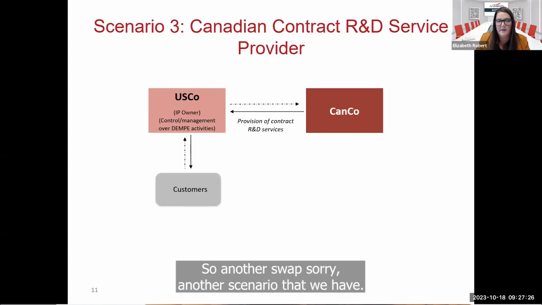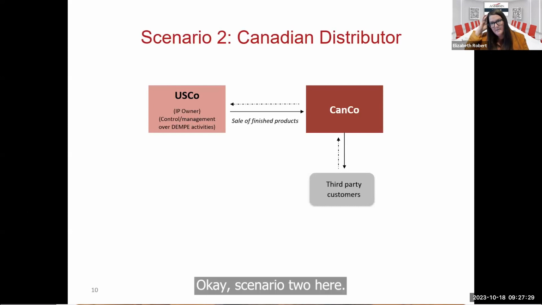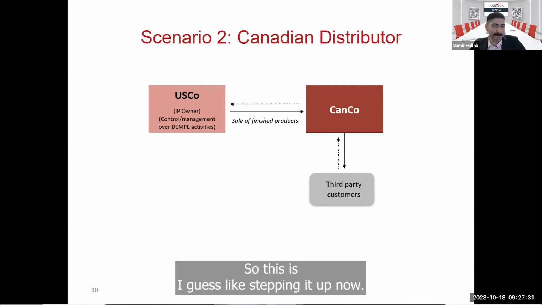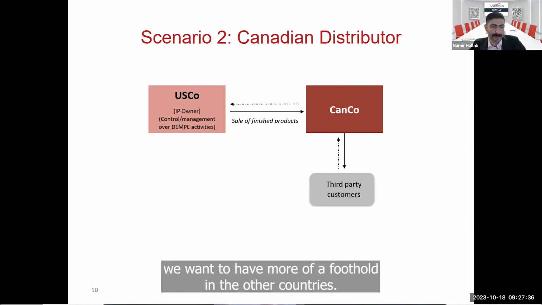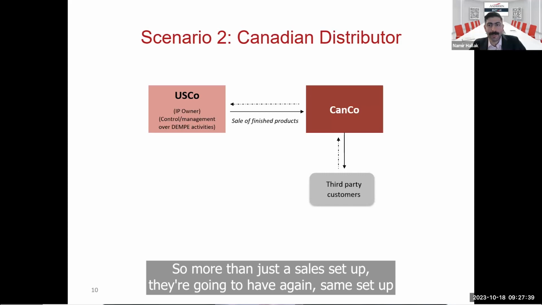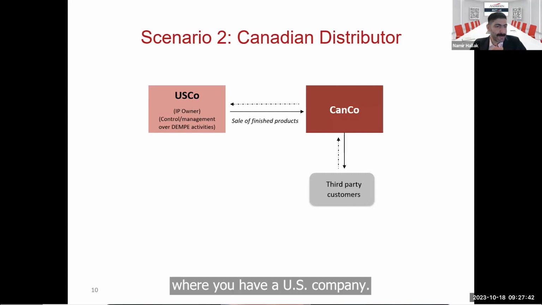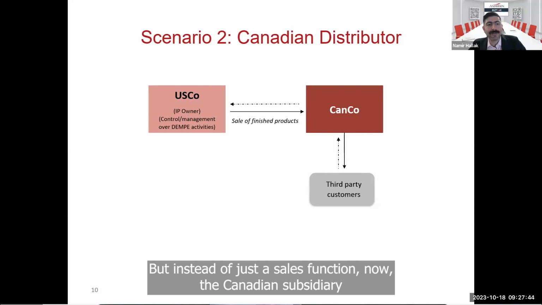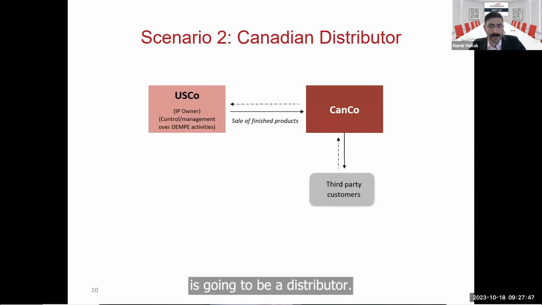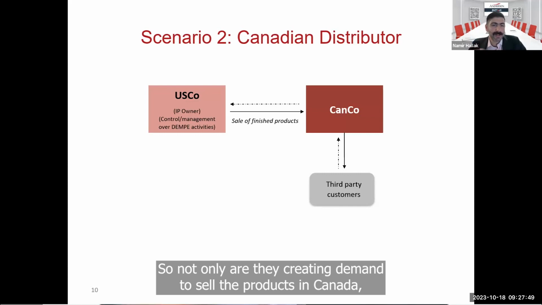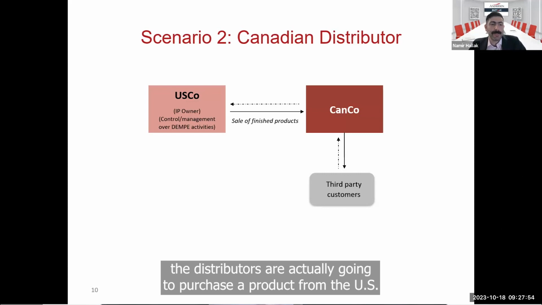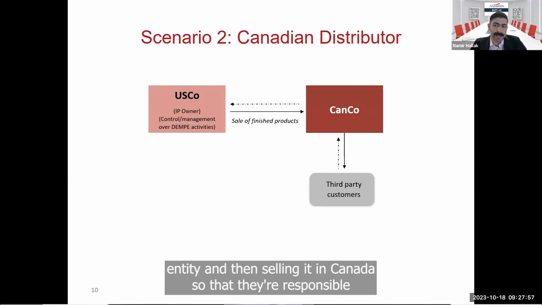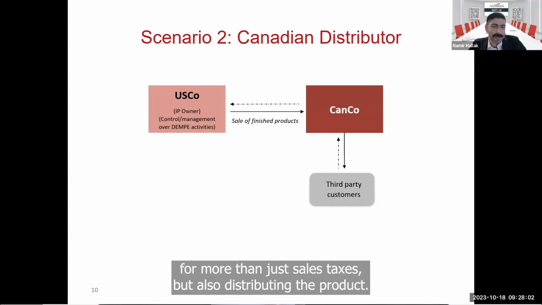So another scenario that we have. Okay, scenario 2 here. So I guess this is stepping it up now. This is where the multinational firm says, we want to have more of a foothold in the other country, so more than just a sales setup. Again, same setup where you have a US company, but instead of just a sales function, now the Canadian subsidiary is going to be a distributor. So not only are they creating demand to sell the products in Canada, but more than just a pure sales entity, the distributor is actually going to purchase a product from the US entity and then sell it in Canada. So they're responsible for more than just sales activities, but also distributing the product.